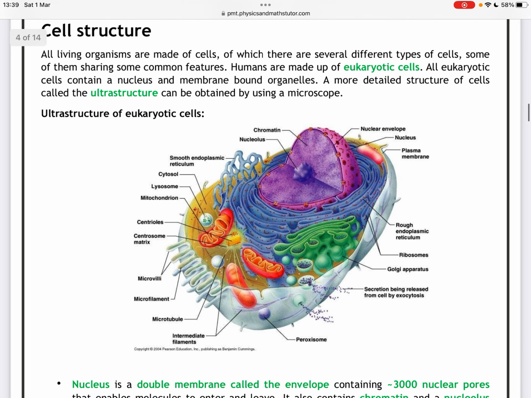Okay, so next is the cell structure. I want you to know that all living organisms are made of cells, of which there are several different types. Some of them share some common features. Humans are made of eukaryotic cells, and all eukaryotic cells contain a nucleus and membrane-bound organelles. A more detailed structure of cells, called the ultrastructure, can be obtained by using a microscope. Here is the ultrastructure of a eukaryotic cell, like the cells in your body.